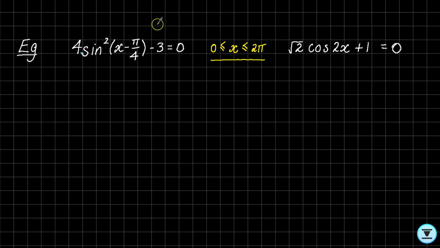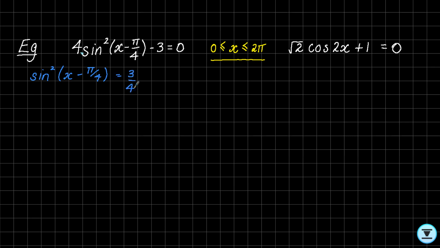So we're first going to get rid of this take 3. We're going to move that over the other side and add 3, and then we're going to get rid of this times 4. We will obviously divide by 4. So that's straightforward. All right, we end up then with sine squared (x take pi on 4), and that will give me 3/4.